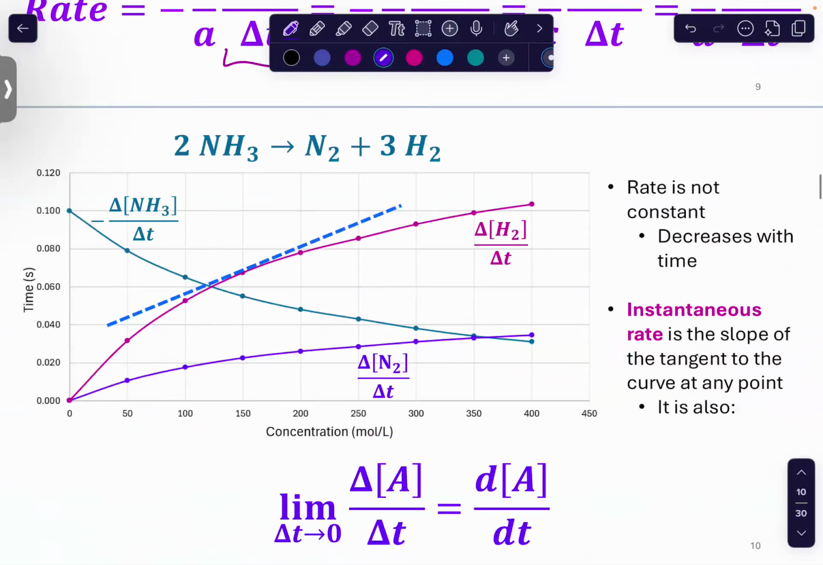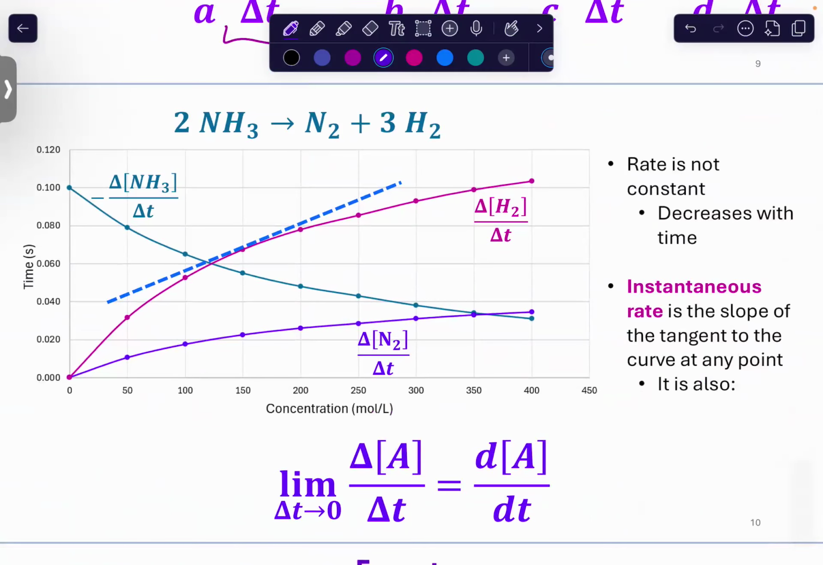All right, so if we look here, now we're back to our ammonia equation. Again, you can see the graph where you have the consumption of the ammonia and the appearance of the hydrogen and the nitrogen. You now have a way to see why the hydrogen appears at a much faster rate than the nitrogen. But we need to talk also about instantaneous rate.